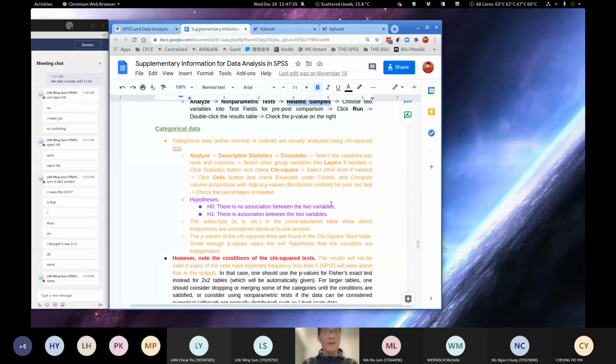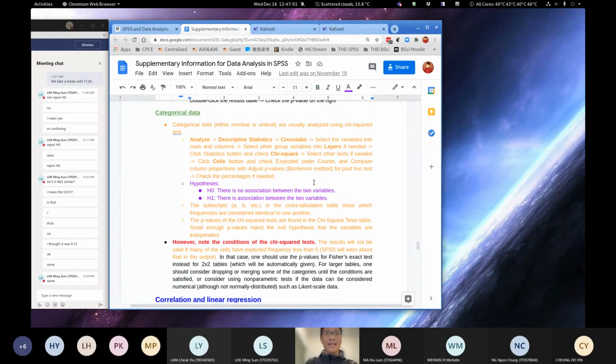Now, finally, we come to the last test of today. That is the categorical data. Categorical data means that we have nominal or ordinal data. As I told you last time, there is good news and bad news about categorical data. The bad news is that you do not have many choices in analyzing categorical data. And the good news is that you do not have many choices in analyzing categorical data, right?